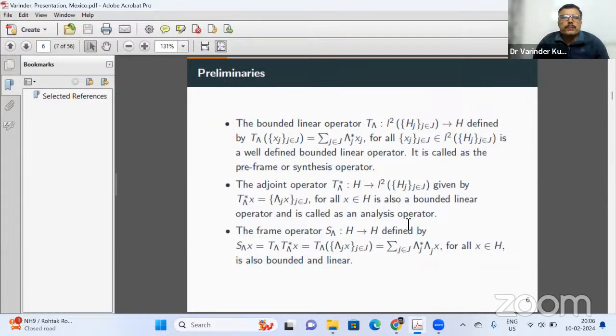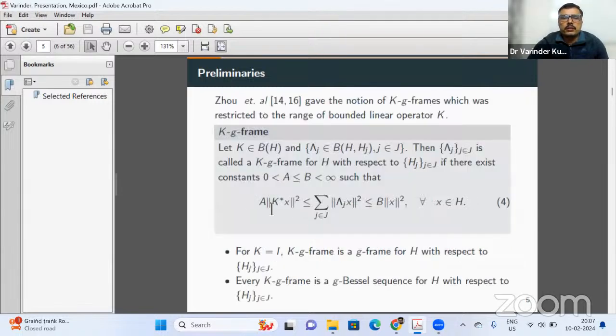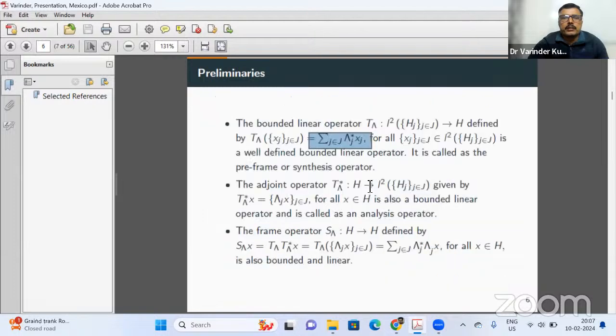So we are going to take this bounded linear operator T_lambda from L2(Hj) to H. This is the same sequence space that we have defined earlier. We define T_lambda on this sequence {xj} to be the summation of lambda_j star xj. And if this sequence is a KG frame, then this operator is always well-defined and a bounded linear operator, and it is called the pre-frame operator. It can easily be worked out, and these are available in standard books on frames also.